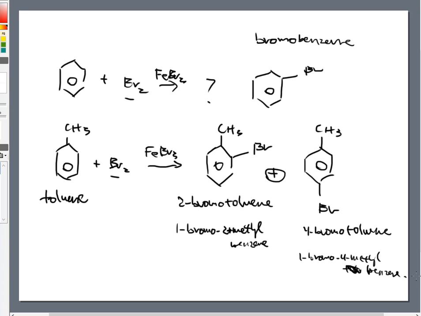So toluene reacts with diatomic bromine in the presence of iron 3 bromide to form two products. One of those products could be 1-bromo 2-methyl benzene, and the other one could be 1-bromo 4-methyl benzene. There you go. Simple, easy, breezy, clean, nothing new. It's just a concept of where do I add the group to? That is it. Where do I add the group to?